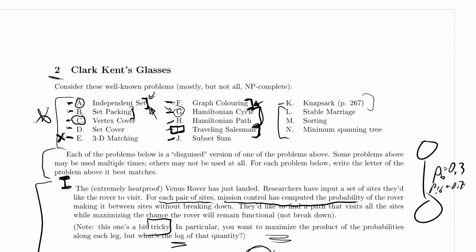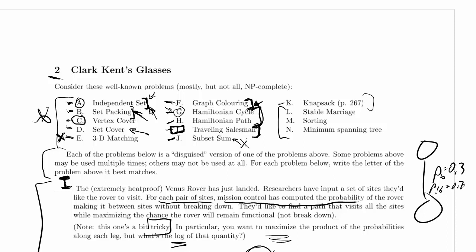So what are our set problems? We've got set packing. We do not have independent set. I know it's got the word set in it, but it's not one of the set problems. It's a graph problem. We've got set cover. There is subset sum, which is also a set problem, but it has a very different feel, right?